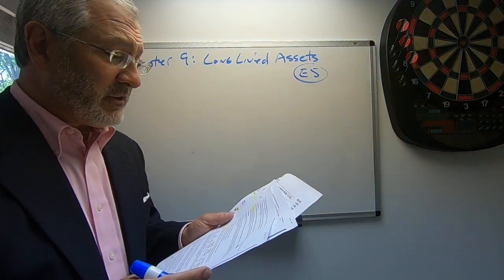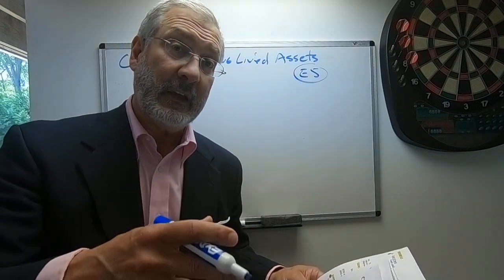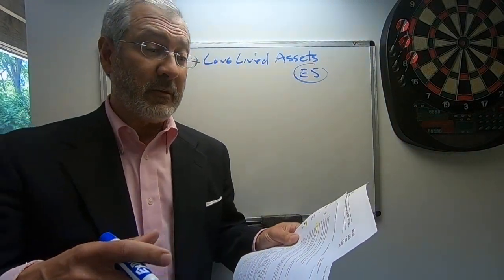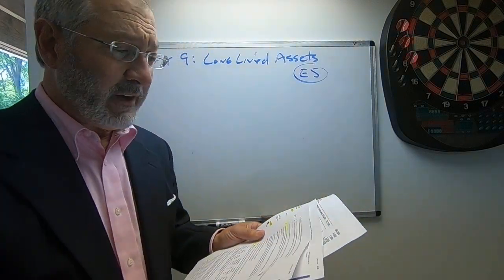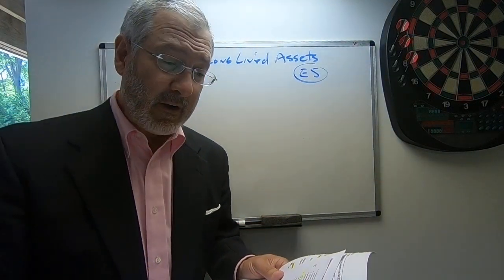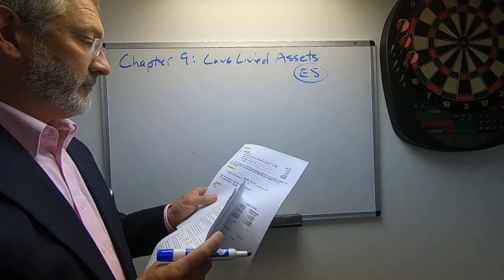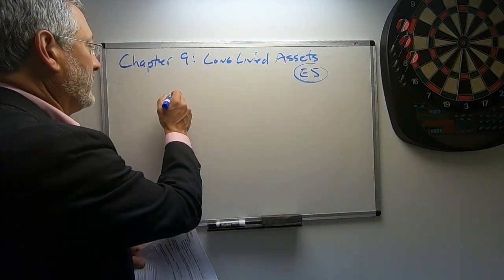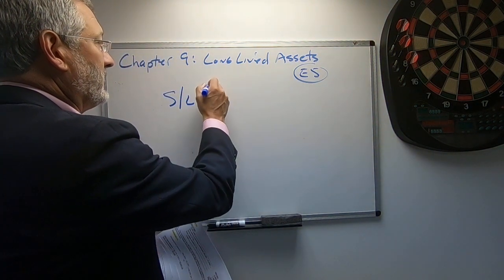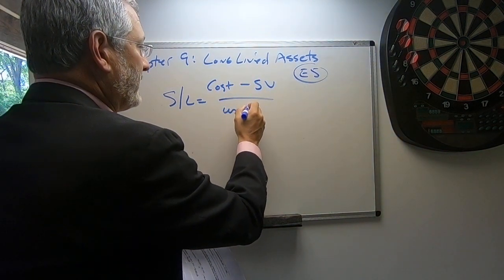So it says compute depreciation expense under the straight line method for 2022, the year of acquisition. Mind you, it was only in service for October, November, and December. And then 2023 for a full year, assuming a December 31st year end. So let's first calculate depreciation expense using straight line. So straight line, right, equals cost minus salvage value divided by useful life.